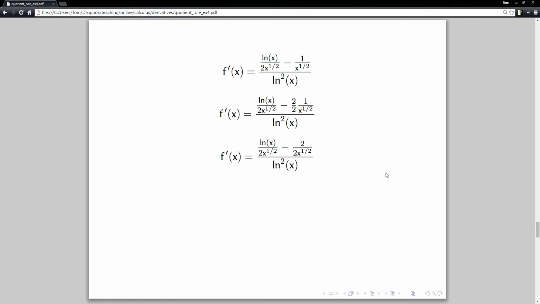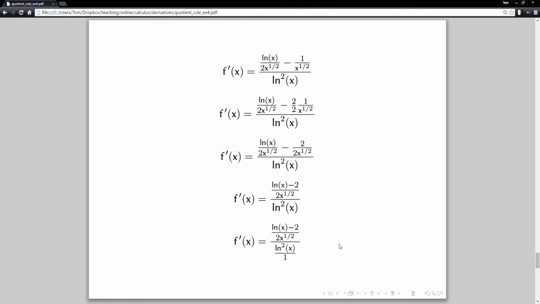So I can go ahead and combine them into one fraction. Recall that if two fractions have a common denominator, you just combine the numerators, subtract them, ln x minus 2, and keep the same denominator. Now I have one big fraction on top, and I am dividing by ln squared x. I still need to carry out that division.